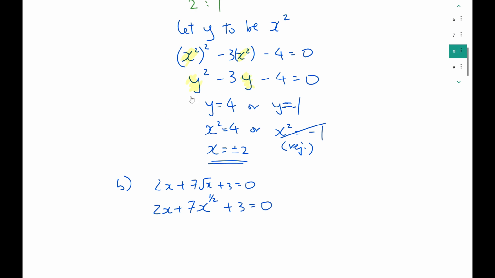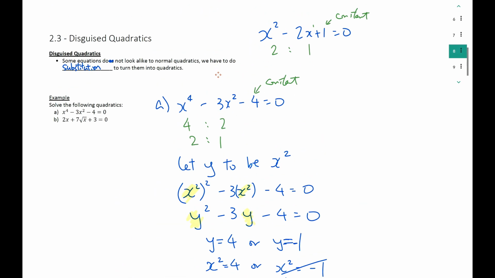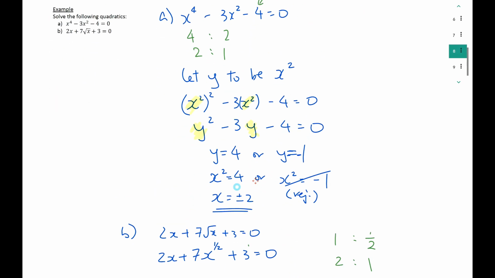So if you look at the power carefully, this power of 1, power of a half, simplify, if I multiply both sides by 2, is 2 to 1 again with a constant term. That means this could be turned into a disguised quadratic. This could be turned into a quadratic, and hence disguised because it's hidden.